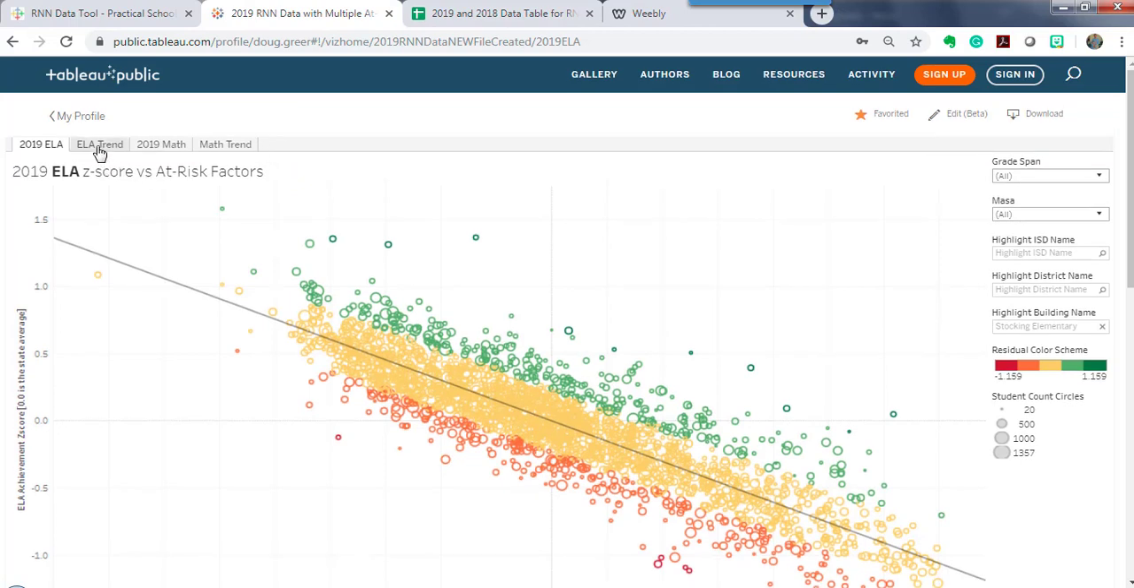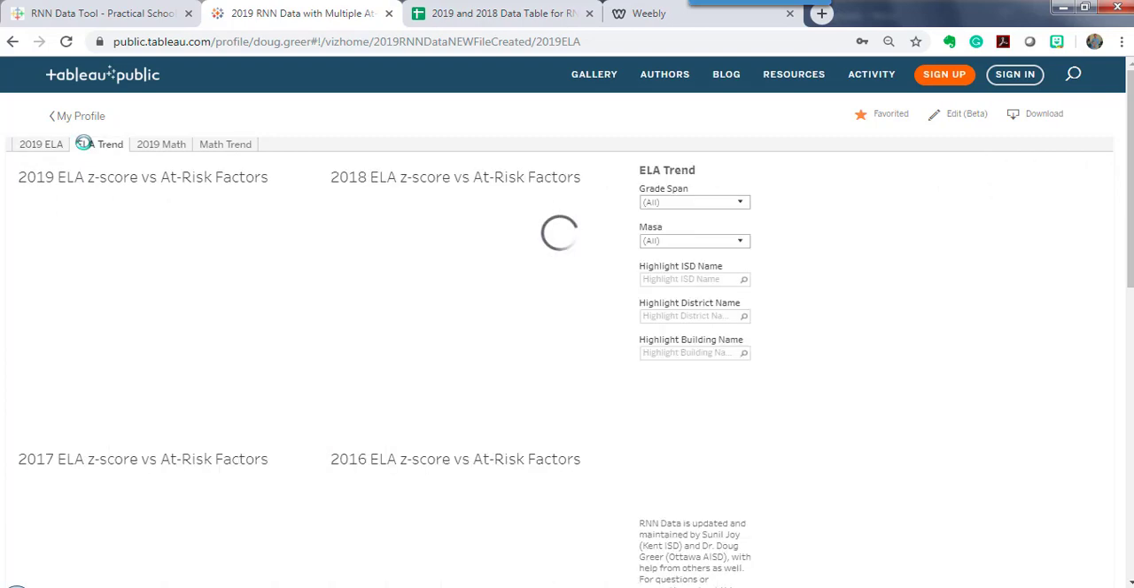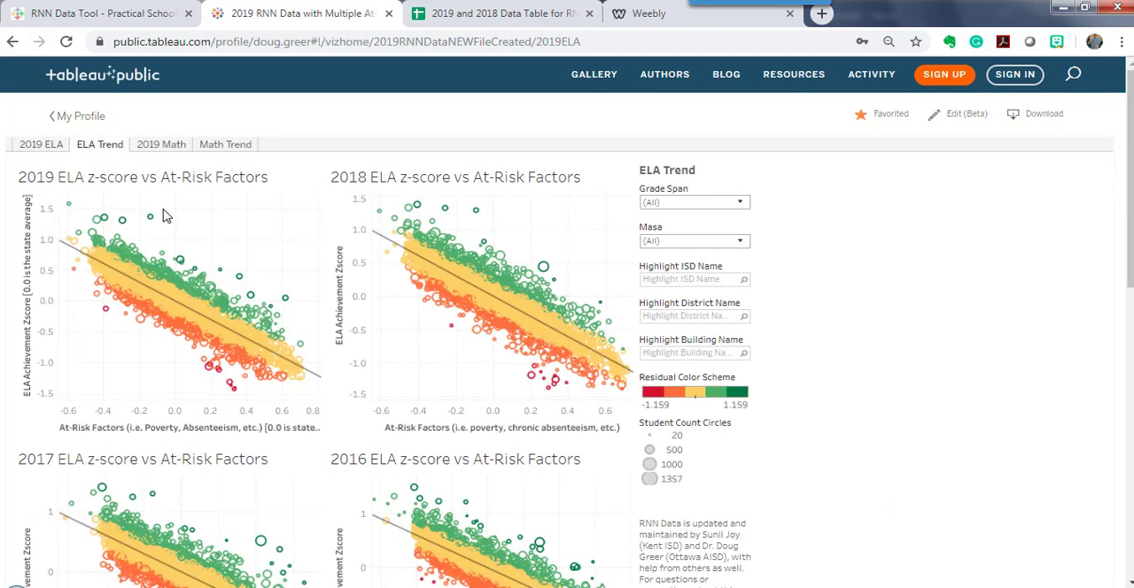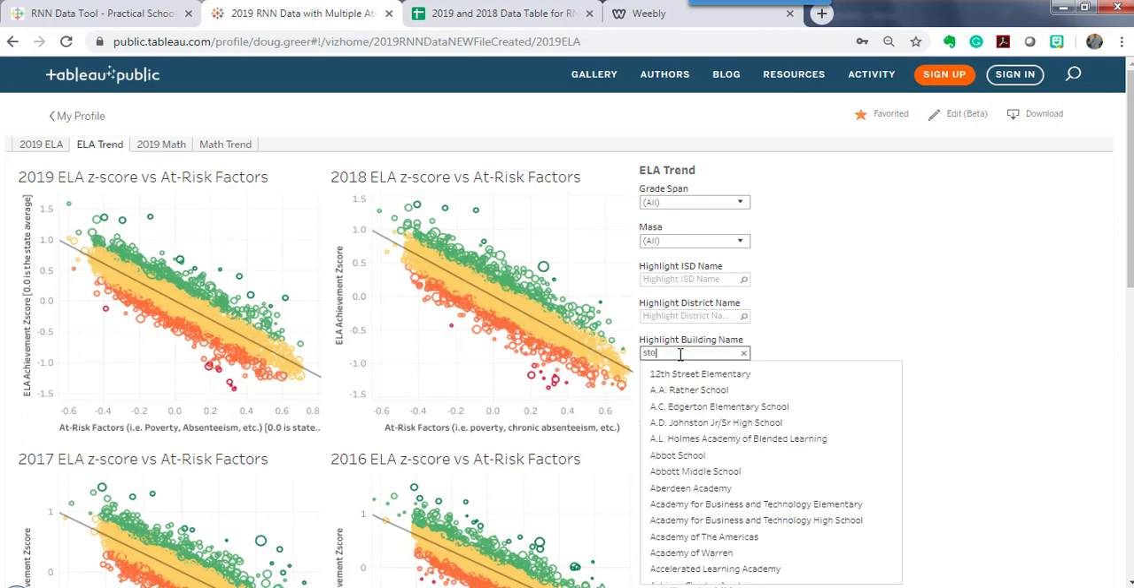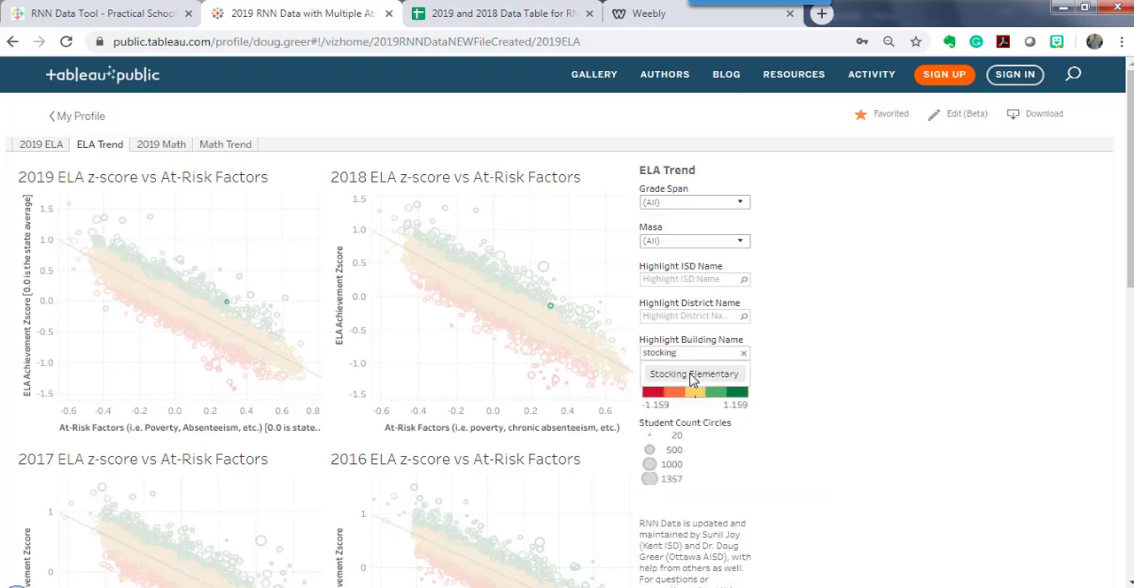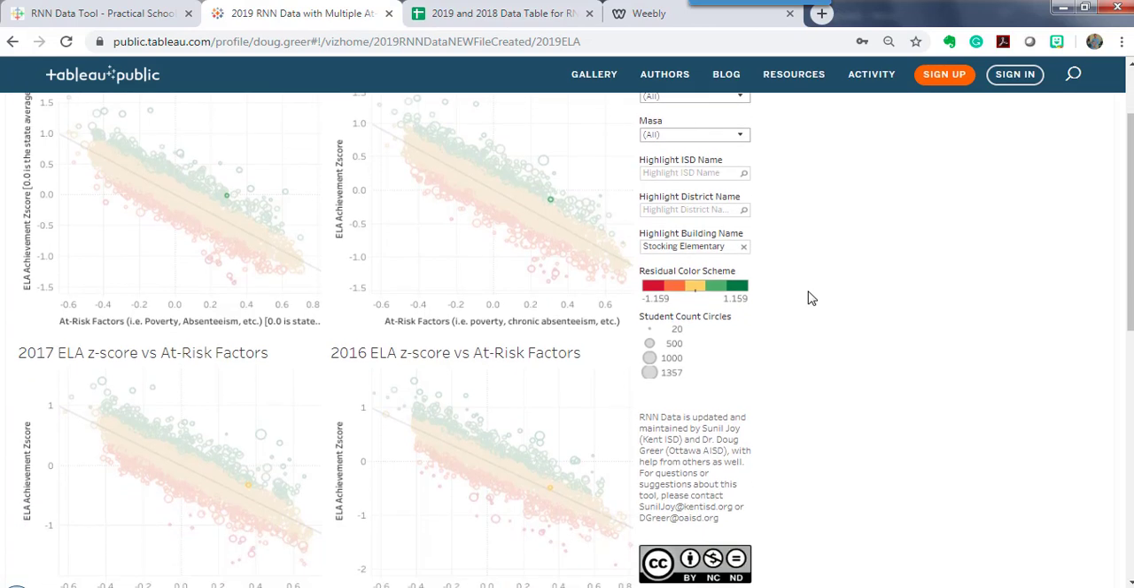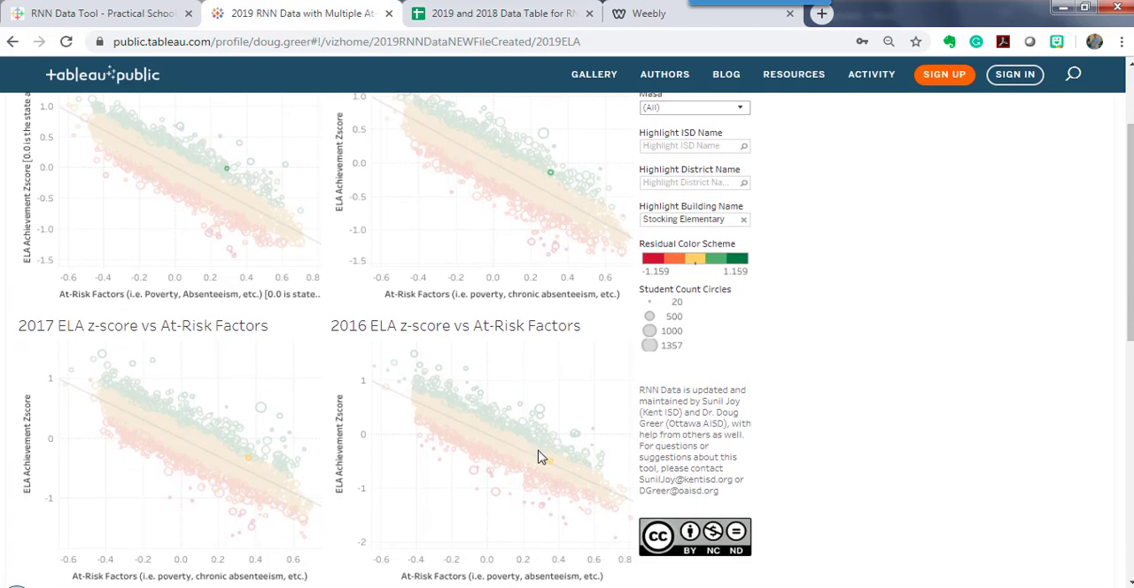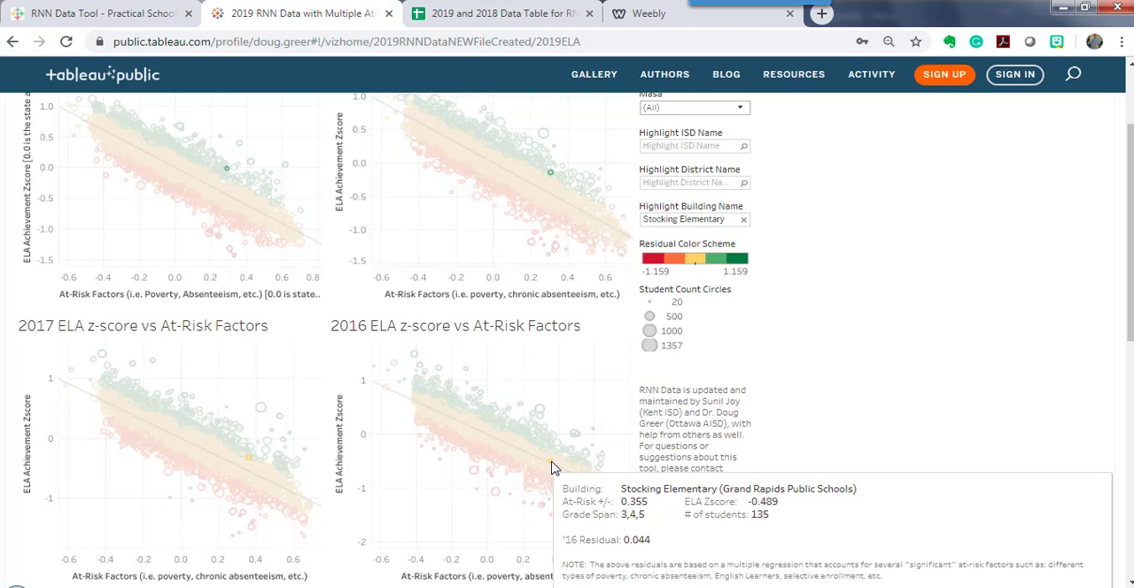There's an ELA trend tab, then there's a math tab that looks a lot like the ELA, and a math trend tab. The trend has actually 4 different graphs to it for the last 4 years. And if I did something similar and typed in stocking, I can actually see a visual representation from 2016 where you can see down here they were basically sitting on the line and right in the middle of that yellow section.